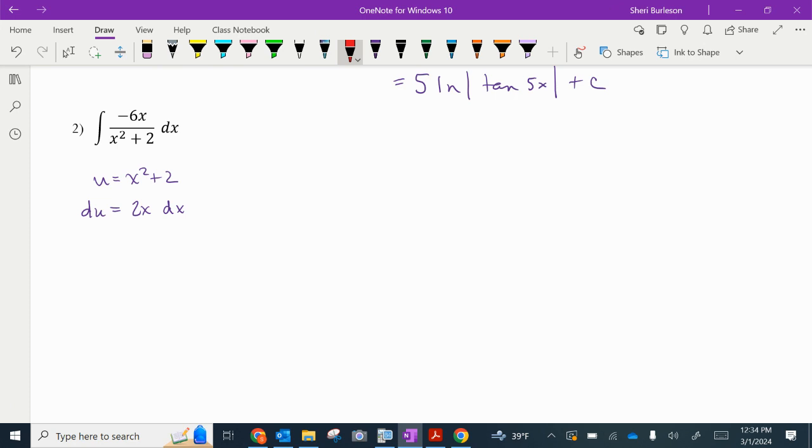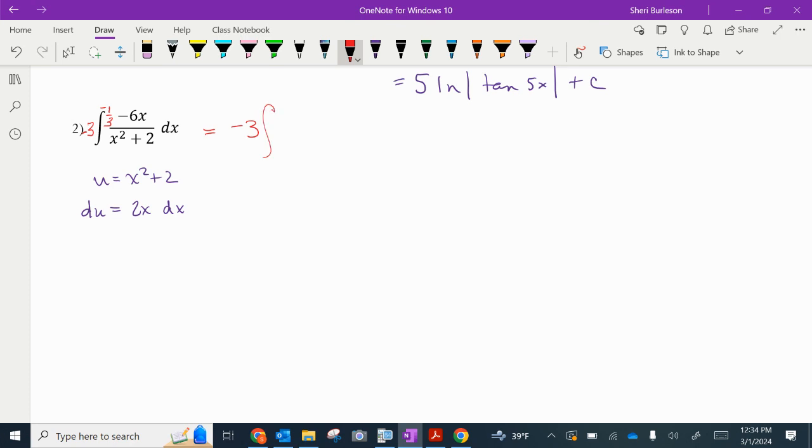What do I need here if I'm going to look for du in there? I need 1/3. Is that all I need? I need the 3 on the outside. Is that all that I need? I also need to undo this negative, right? So I need those also to be negative, correct?